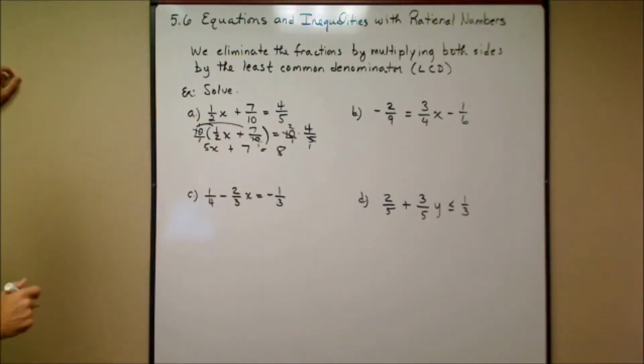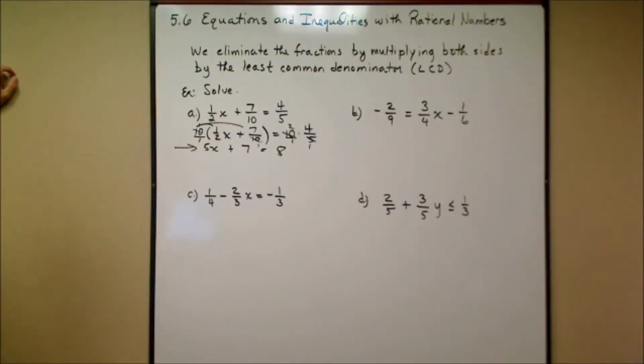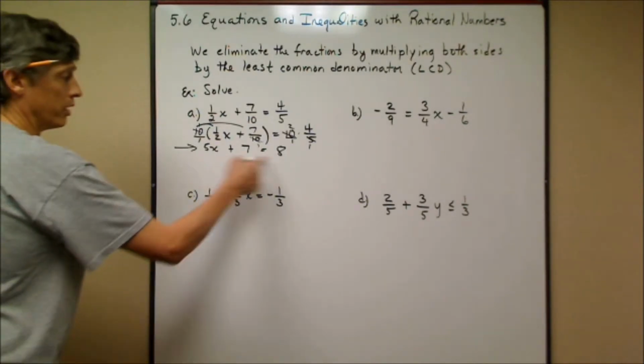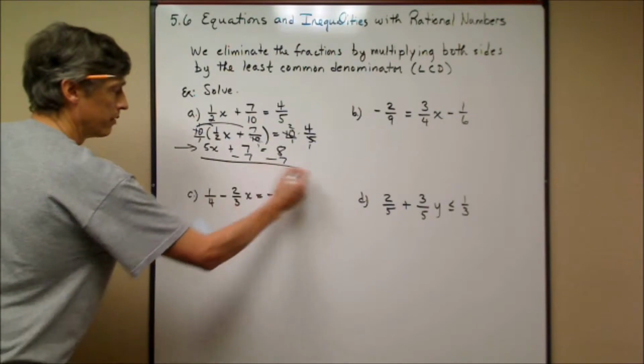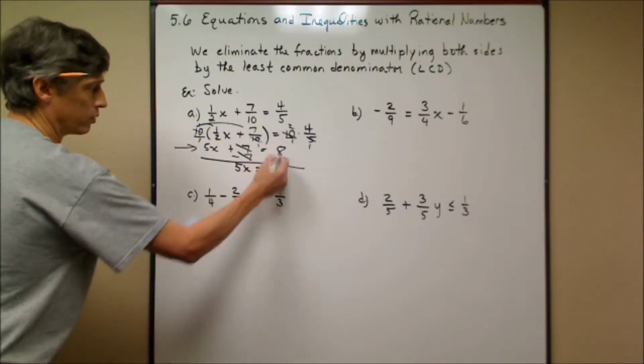Now I have an easy problem. I'm not saying that my answer might not have a fraction in it, but now I have an equation right here, no fractions. So I'm going to solve it like the two-step equations from a previous lesson. I'm going to undo the adding or subtracting first. I'm going to subtract 7 to undo the plus 7. I didn't leave myself much space here, so bear with me, and I get 5x is equal to 1.